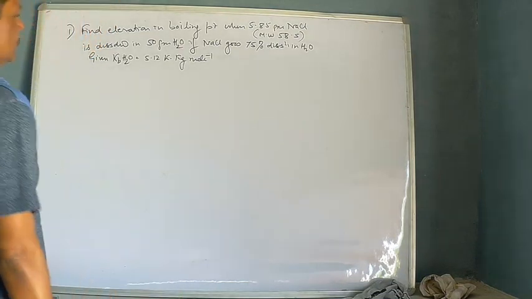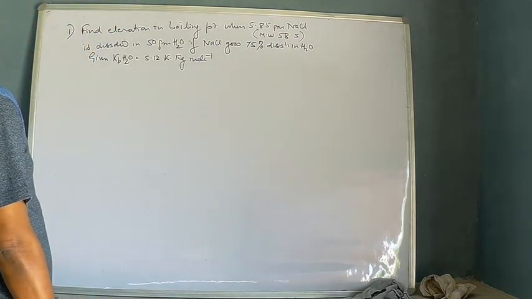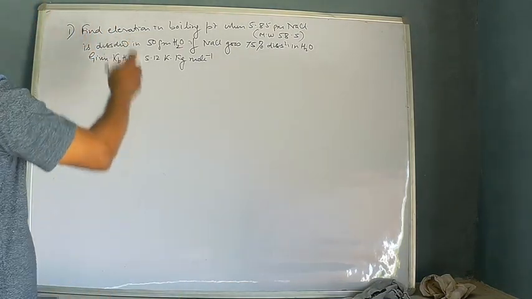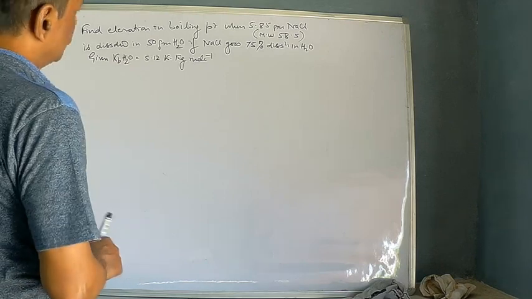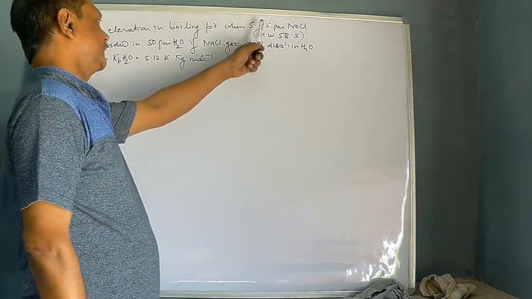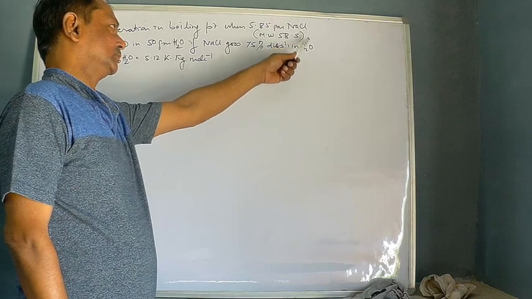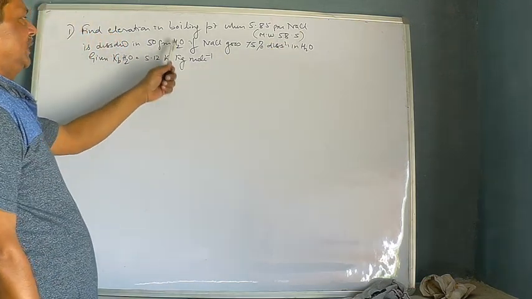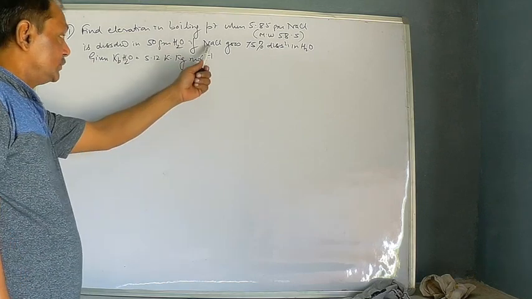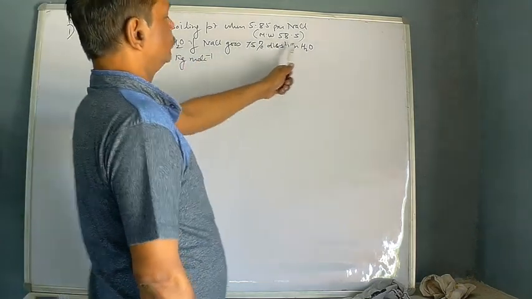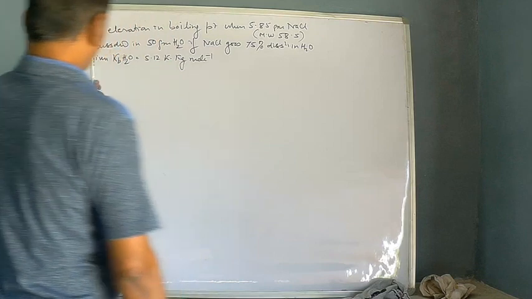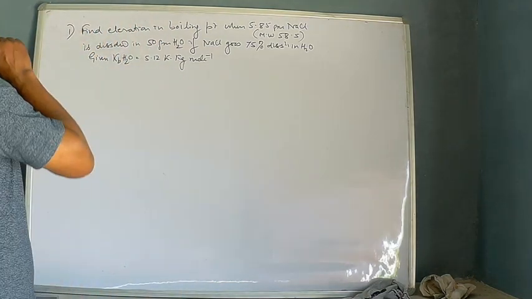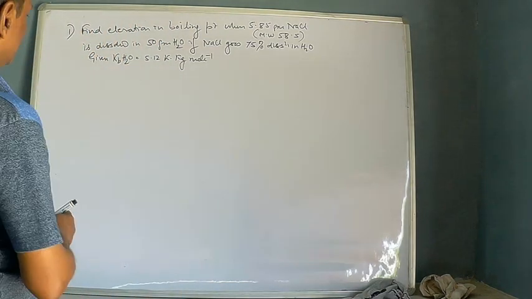Let us solve a numerical on the basis of Van 't Hoff factor. See, the question is already on the board. Find elevation in boiling point when 5.85 gram NaCl, molecular weight 58.5, is dissolved in 50 gram H2O. If NaCl goes 75% association in water. Given Kb of H2O equals 5.12 Kelvin kilogram mole inverse.